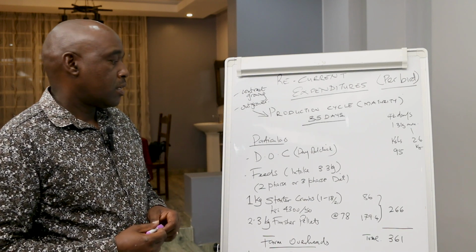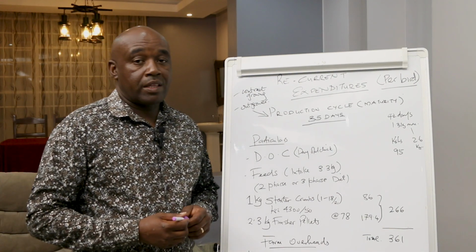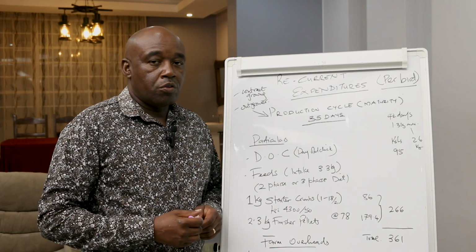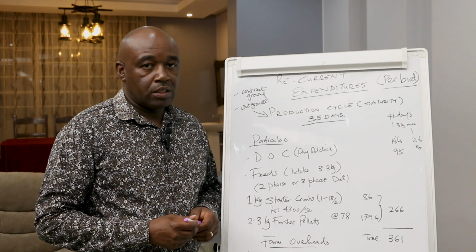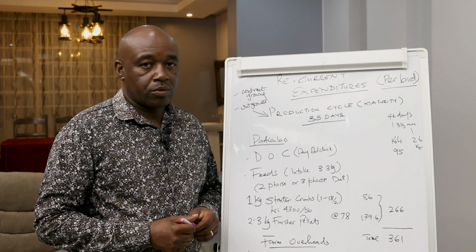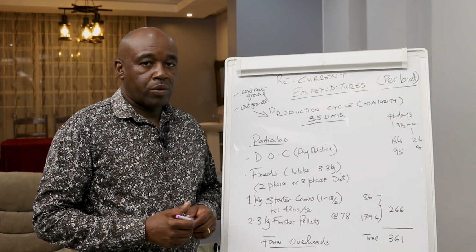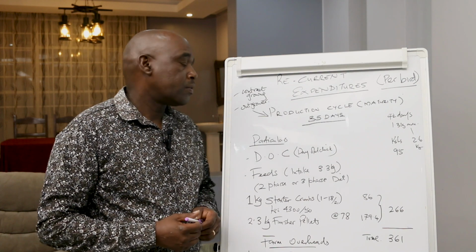So let's go straight into the cost of production. And now we will base this on a 35-day cycle because normally we take the bird to the market when they reach maturity from day 35 to day 42. But let's just talk about day 35 because that's where the bird is able to convert at its optimal level.